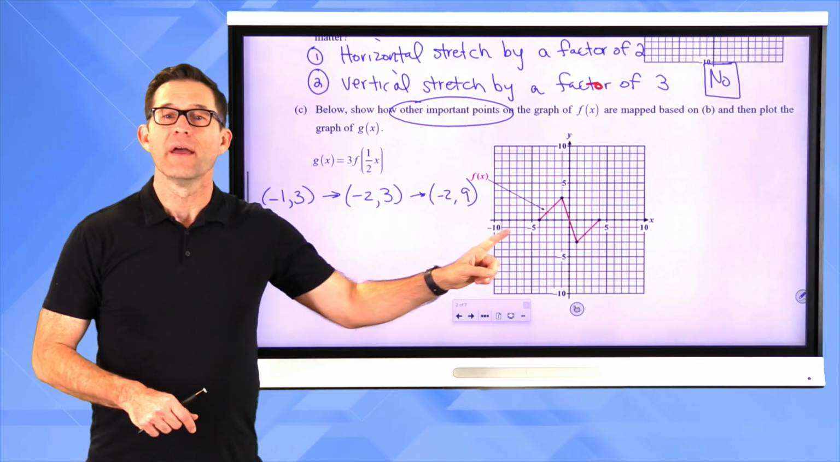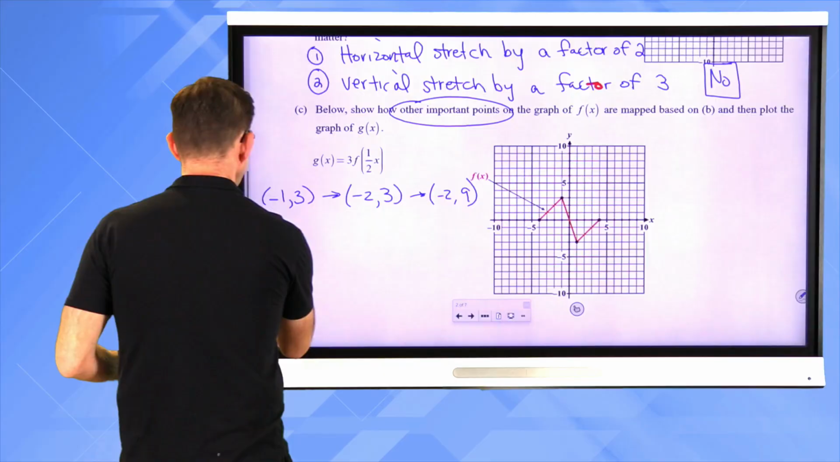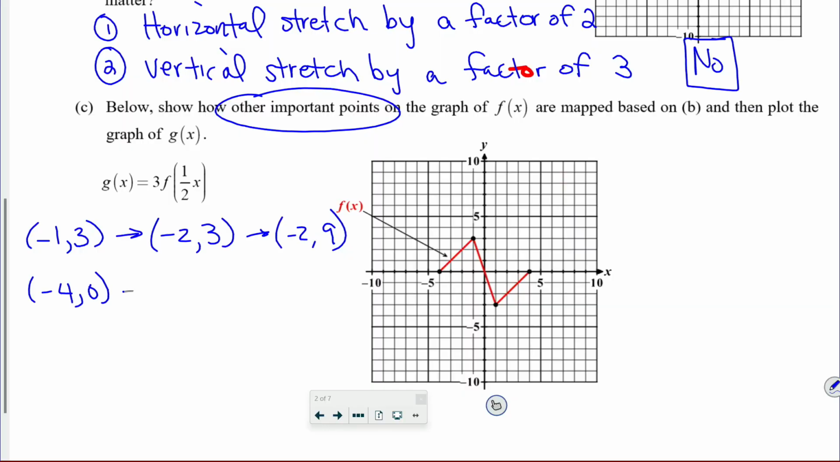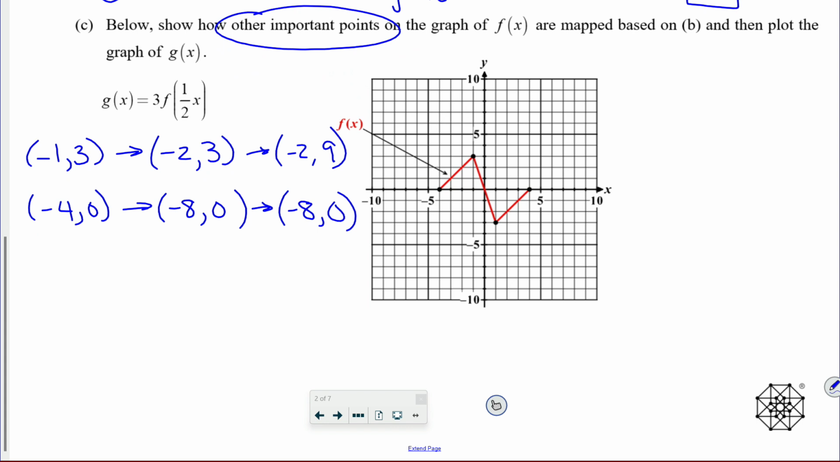All right, well, let's take a look. Here we've got the point -4, 0. If I first stretch that in the horizontal direction by a factor of 2, I get -8, 0. And then if I multiply the y-coordinate by 3, I still get -8, 0. Remember, a vertical stretch or compression will not change a 0 of the function. Now I also have the point 1, -3. If I stretch that by a factor of 2 in the x direction, I have 2, -3. And then if I stretch it by a factor of 3 in the y direction, I have 2, -9.